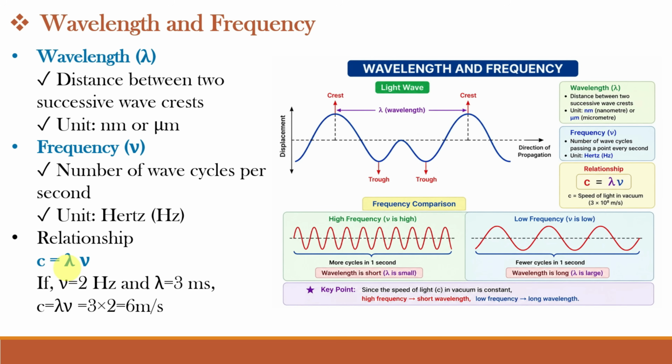And this wavelength lambda and frequency f or nu are related by this equation: c is equal to lambda nu. And since the speed of light c is constant, if frequency increases, wavelength decreases, and if wavelength increases, frequency nu decreases. So remember, high frequency means small wavelength and low frequency means long wavelength.